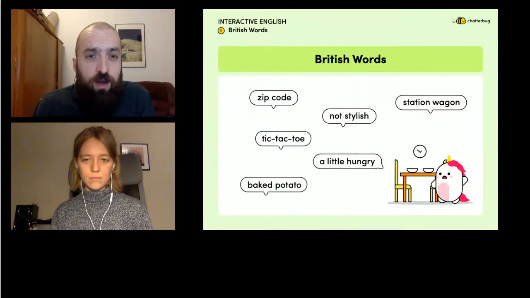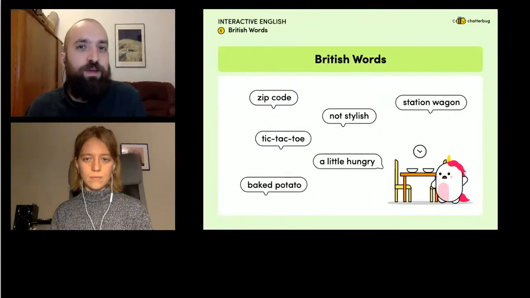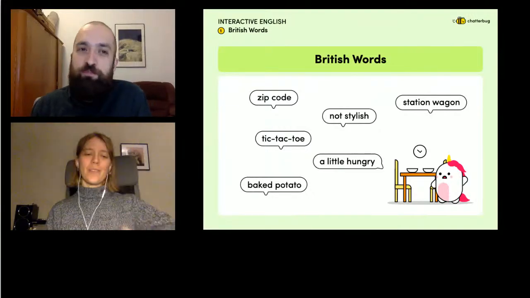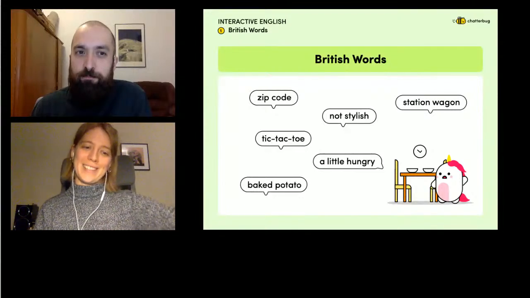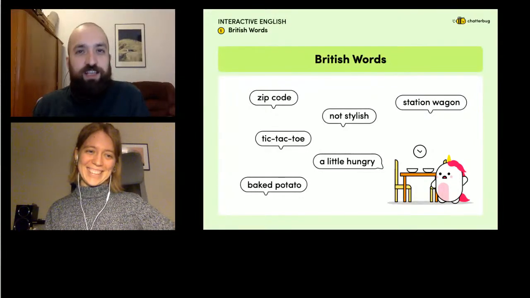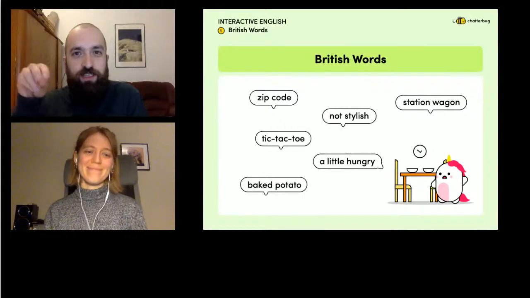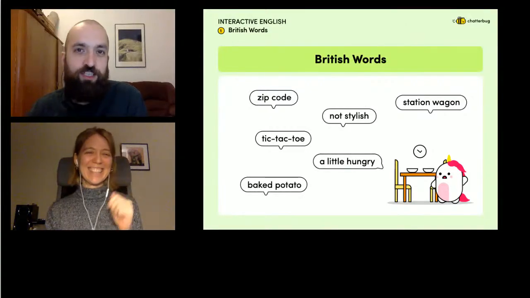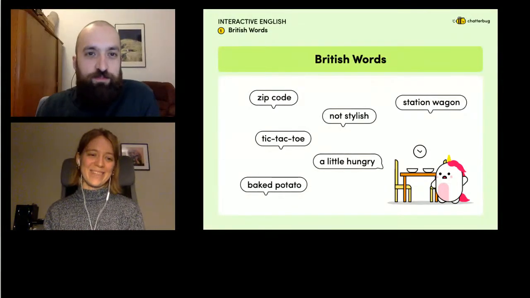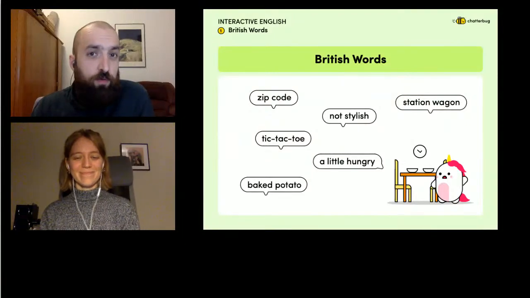This one, a little hungry. I know this one. It's peckish. Peckish, yeah. It's like a little bird. Just want to peck on something. Feeling a bit peckish. Yeah, I like that one. I use it.